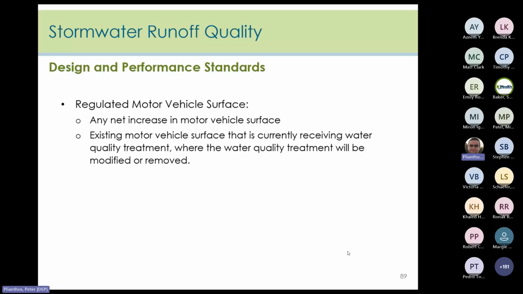Now, what exactly is regulated motor vehicle surface? Well, per N.J.A.C. 7:8, it is defined as a net increase in motor vehicle surface, which is any surface, impervious or pervious, that is intended to be used by motor vehicles and/or aircraft and is directly exposed to precipitation. It also includes the total area of motor vehicle surface that is currently receiving water quality treatment, either by vegetation or soil, by an existing stormwater management measure, or by treatment at a wastewater treatment plant, where the water quality treatment will be modified or removed.